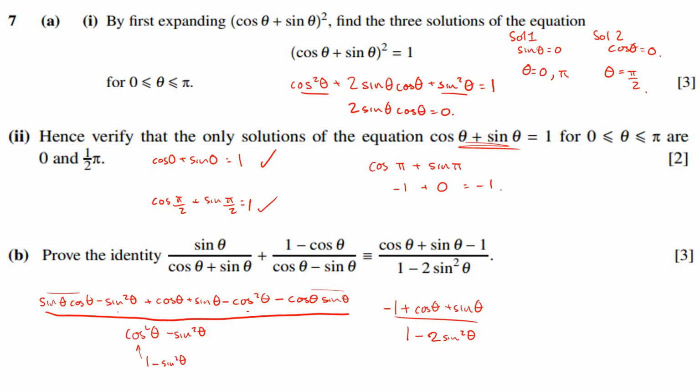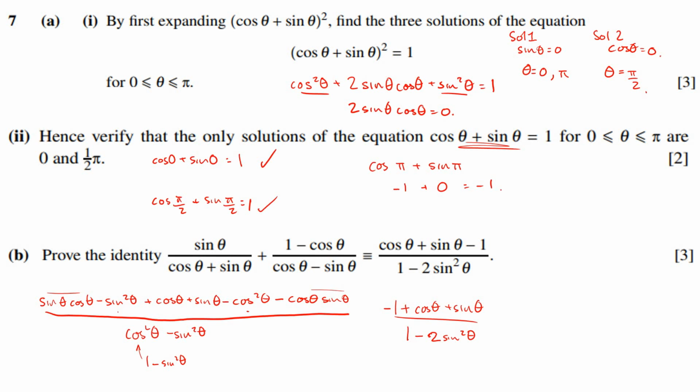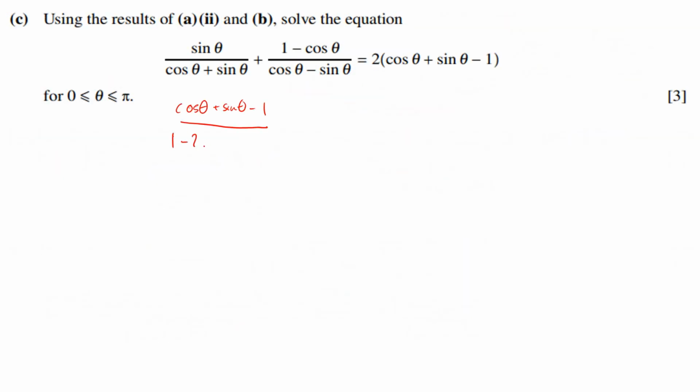So first off, we're going to express this tough thing as this. So that's going to be cos theta plus sine theta minus 1 over 1 minus 2 sine squared theta. And that is being made to be equal to 2 lots of cos theta plus sine theta minus 1. Now to work with this should be quite a lot simpler than it looks.